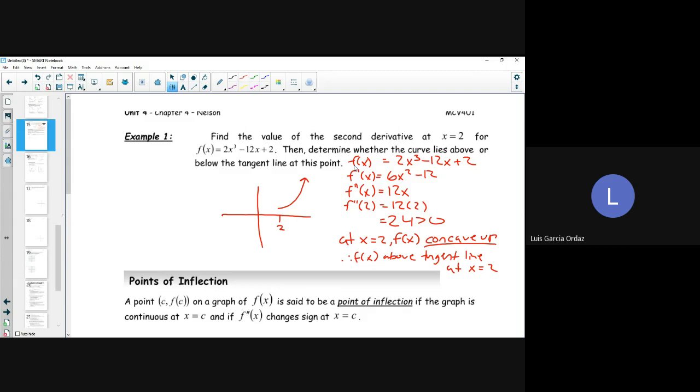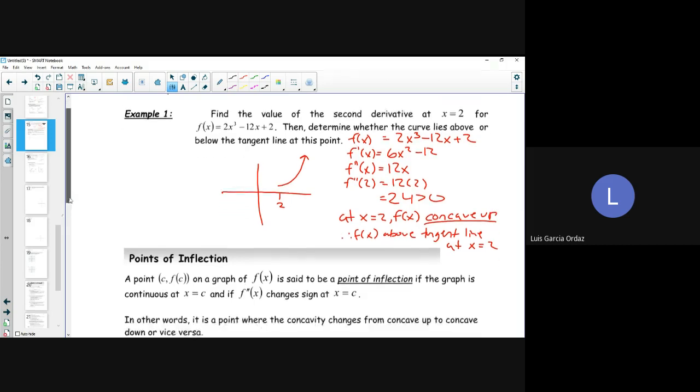Does everybody understand that? Okay, perfect. Again, I'm not going to sketch the whole graph, but if you go on Desmos and put in 2x cubed minus 12x plus 2, at x is equal to 2, you'll get an upward movement of some sort.